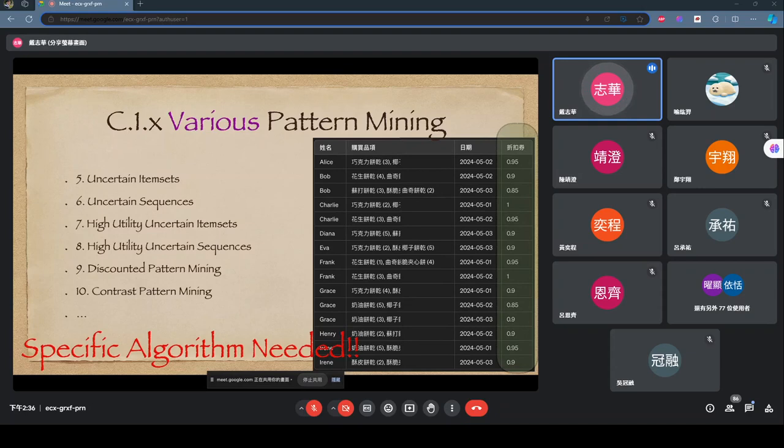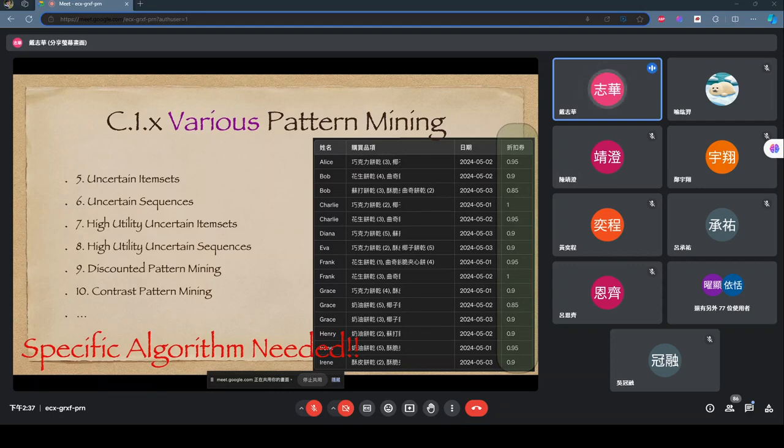But for pattern mining, it's not. We could design different algorithms for the same purpose, for example, for mining the same item sets. The answer set would be the same, but the execution efficiency would be different.